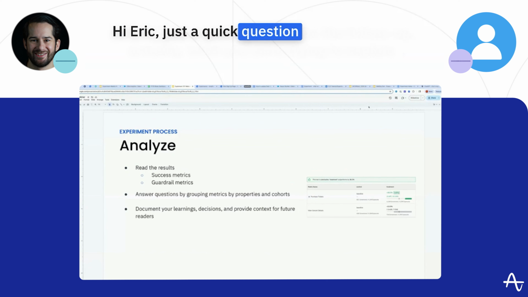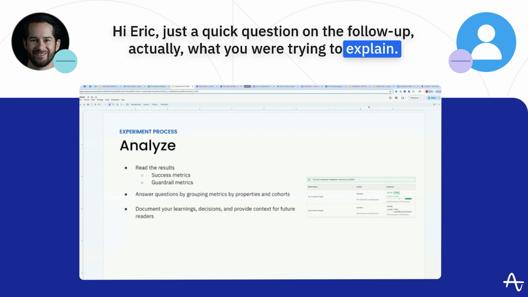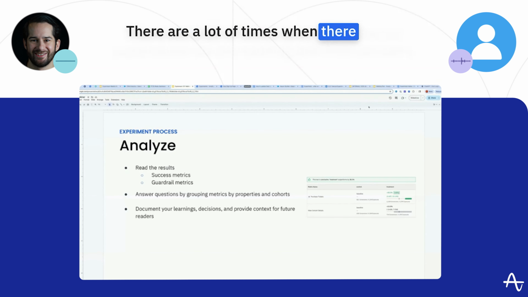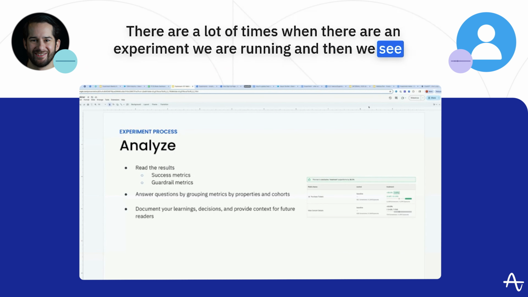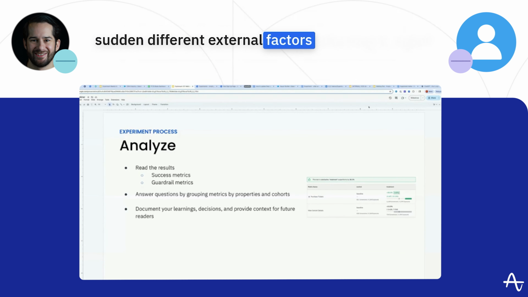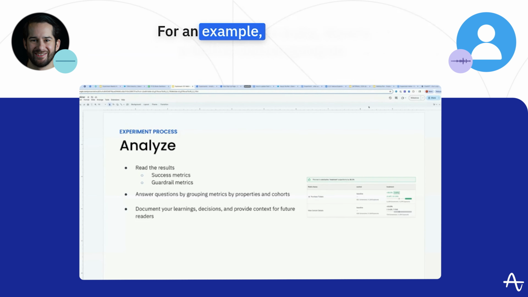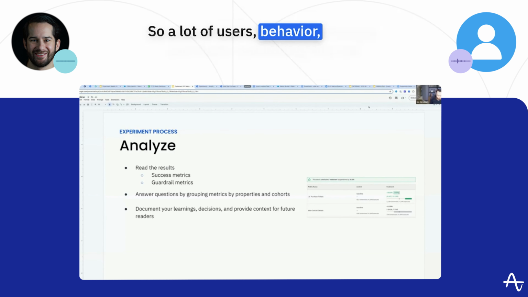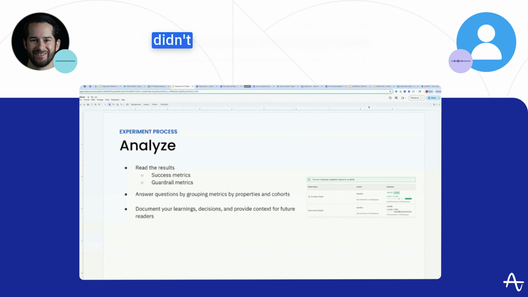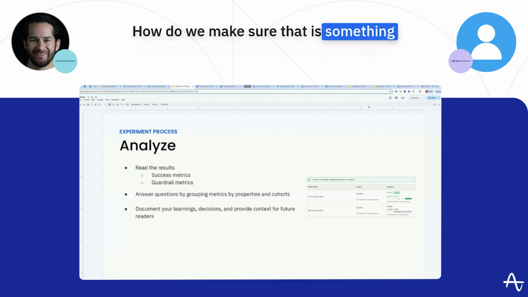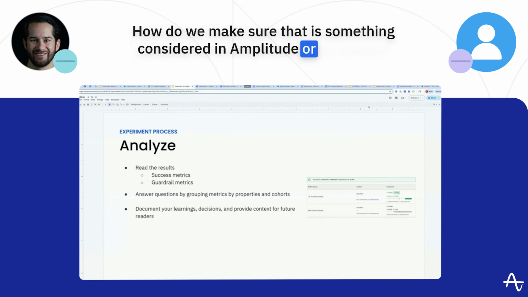Hi, Eric. Just a quick question on the follow-up, actually, what you were trying to explain. There are a lot of times when there is an experiment we are running and then we see a sudden different external factors affecting it, right? For example, in India, there is a festive season going on. So a lot of users' behavior changes, and that's something that we didn't calculate in an experiment. How do we make sure that is something considered in Amplitude or by design?